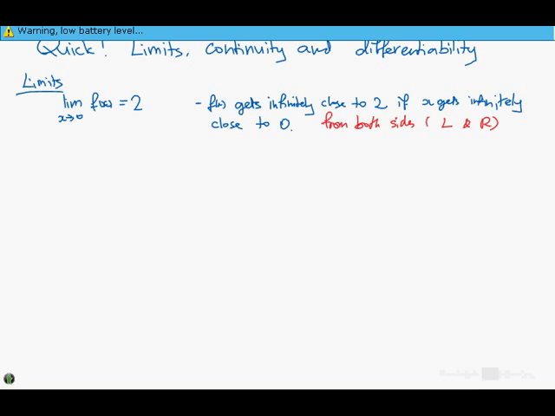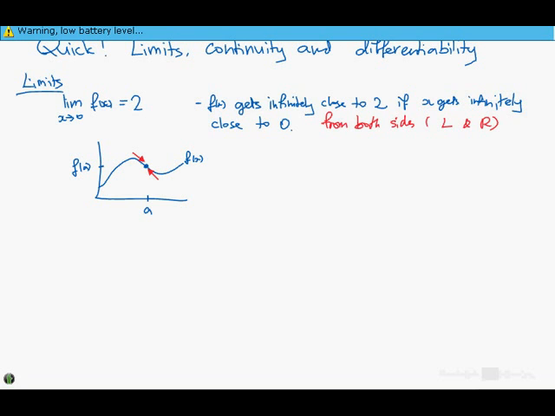So if we were to draw a graph, and let's say this is our graph, and this is the point A, you can see that as I approach from the left, the y value gets closer and closer to f of a, if this is the line f of x. And also, if I approach from the right, the y value also gets closer and closer to f of a. So it's a both-sided limit.